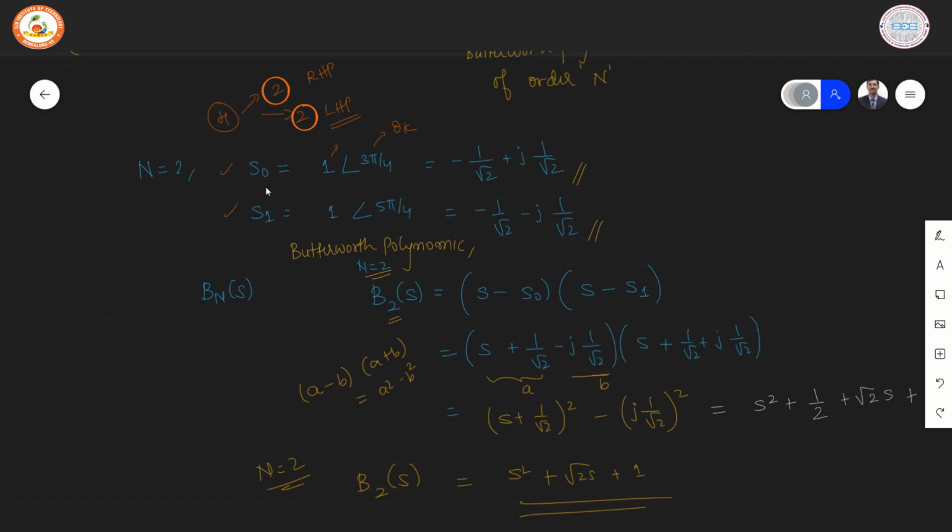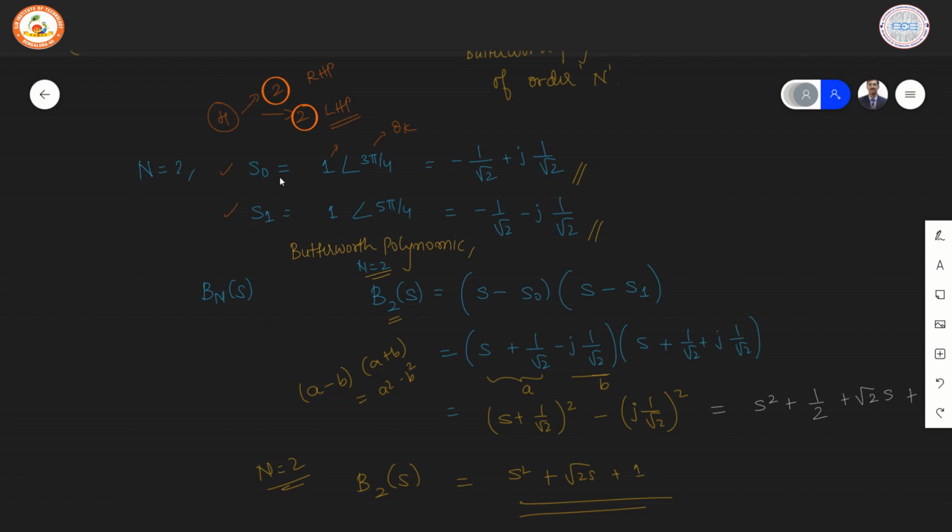The first pole is at k is equal to 0. The value becomes S0, which is equal to magnitude 1 with a phase angle of 3 pi by 4, by applying the formula for theta k. Solving for this value and converting it from polar to rectangular form yields the result minus 1 by root 2 plus j 1 by root 2.